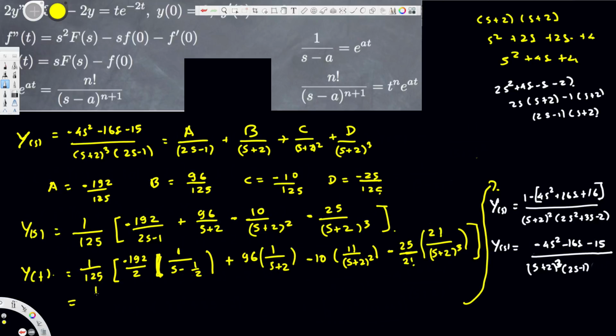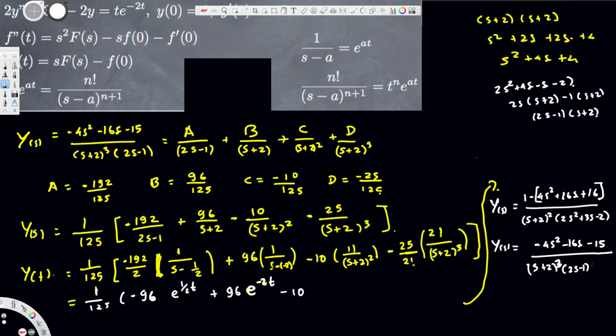Now let's go ahead and do that. This is going to become 1 over 125, and here we have negative 192 divided by 2, that's going to give us 96, and then s minus half. When we have 1 over s minus a, that's going to turn into e power at. In our case, a is equal to half, so this is going to be e power half t. Then here we are going to have 96, 1 over s plus 2. S plus 2 can be written as s minus minus 2 because we have to have minus here, we shouldn't have plus. In that way we will get e power negative 2t, and then here we have negative 10.